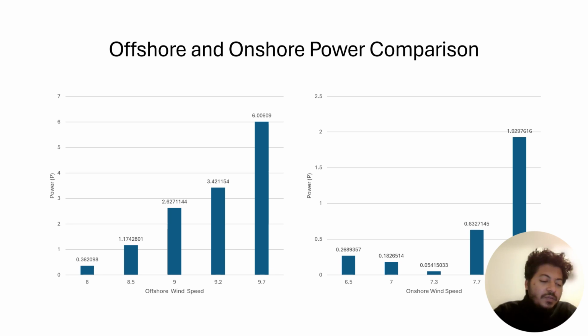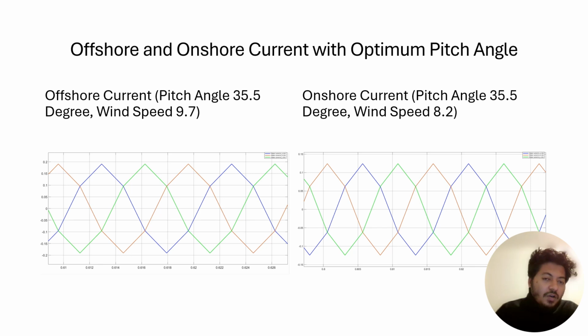Offshore turbines benefit significantly from even slight increases in wind speed, translating into much higher power generation. For example, at an optimal pitch angle of 35.5 degrees, offshore turbines harness wind more effectively, achieving greater power output compared to their onshore counterparts at the same pitch angle.